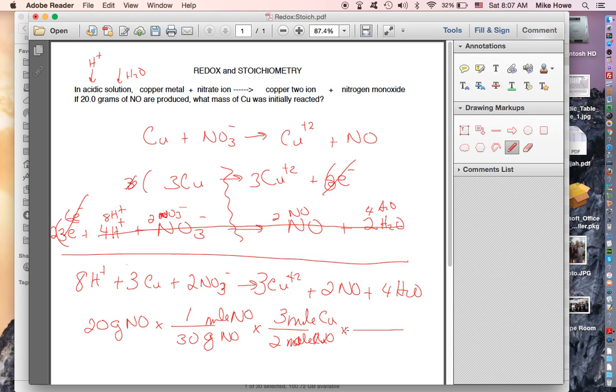Then we need to change moles to grams, so we're going to put moles of copper on the bottom, grams of copper on the top, and 1 mole is 63.5 grams for copper. And you just multiply those things together. So it looks to me like the answer is just going to be 63.5 grams. Because, no, it's going to be 635 grams.